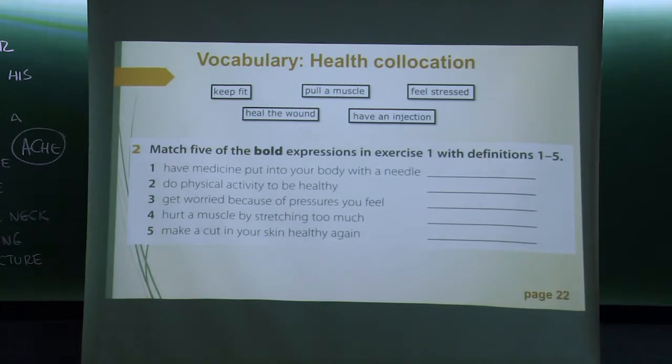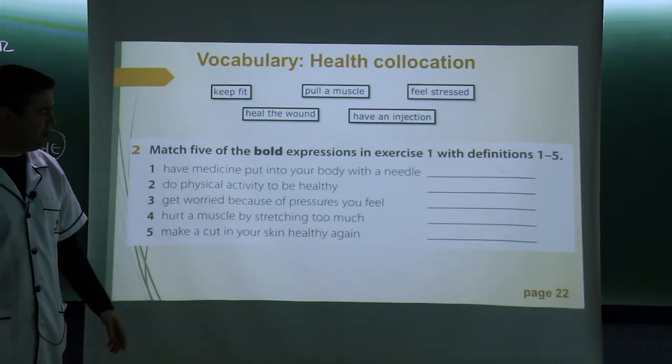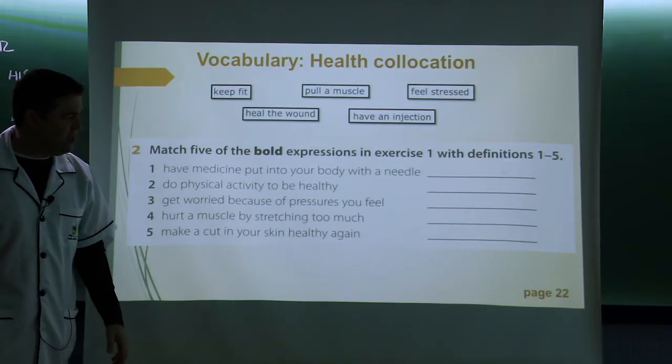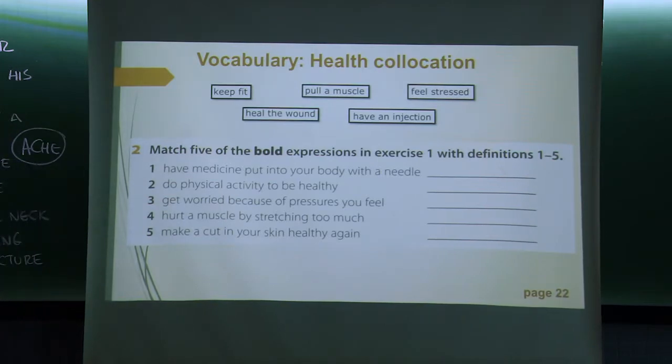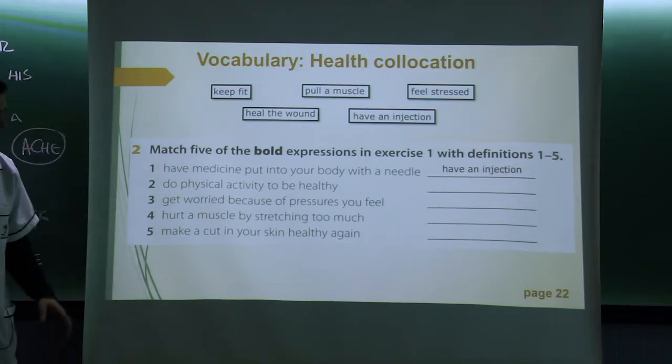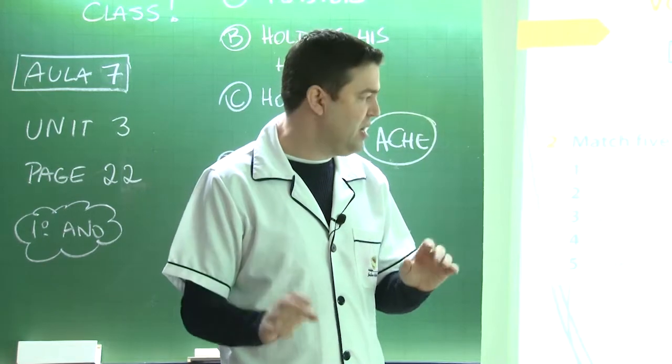So for example, here we have number 1, have medicine put in your body with a needle. Remember what is a needle here? Yes, a needle, that metal part that goes in your body. So when you have to do it, what do you do? You, of course, have an injection, right? That's the verb collocation for this part.